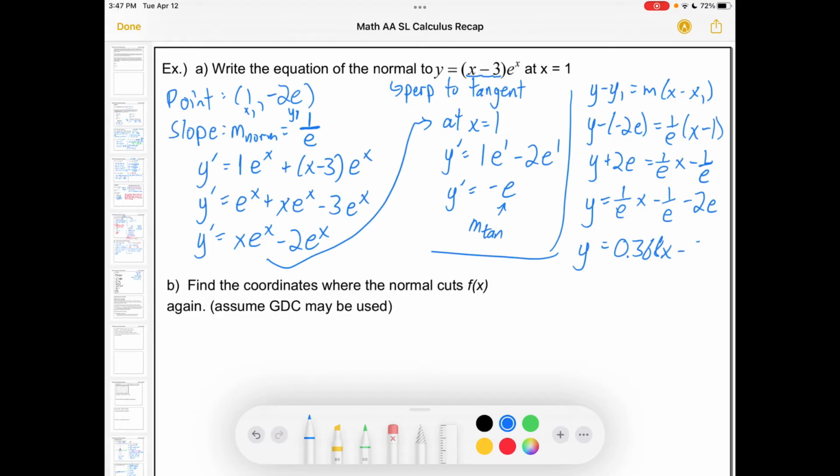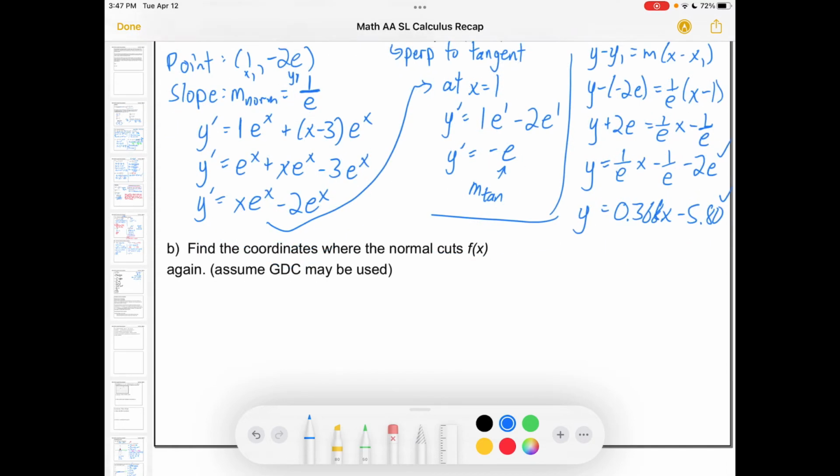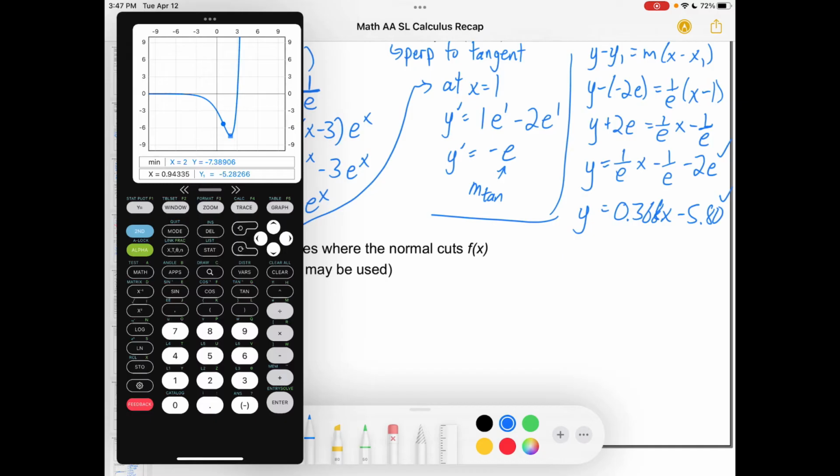3.368 minus 5.80. That's okay as well. Either one's lovely. And now it says find the coordinates where the normal cuts f of x again. So we're going to assume a GDC can be used. There's the function. Where the blue dot is roughly at x equals 1. So it's going to cut there.